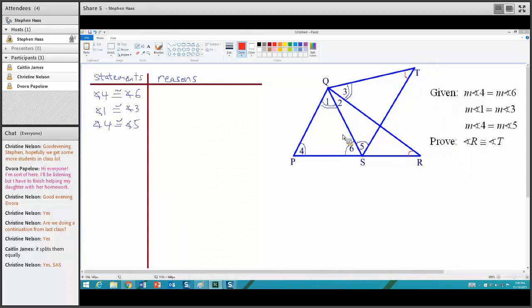Let's see if we can get any of the triangles. First of all, let me write one big given over here that will apply to all 3 of these. Fine. Okay. So let's sit here and figure this out in terms of how we're going to prove R and T. Now, if we can get the triangles that they're in to be congruent to each other, we can get them through corresponding parts.